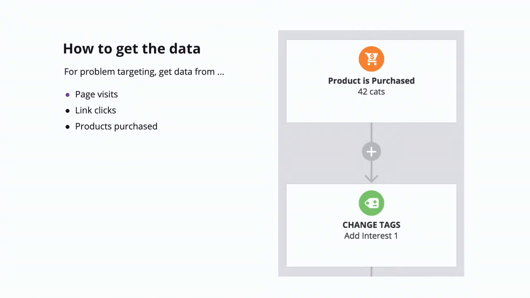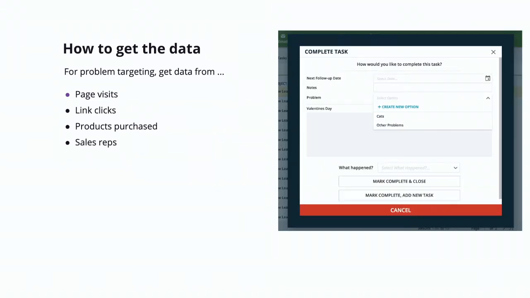Next, obviously, if they purchase one of your products that has to do with headaches, then you can assume that's a problem they struggle with. And so for sure, if they've purchased 42 cats in the past, they're interested in cats. Again, create a trigger and update that field.